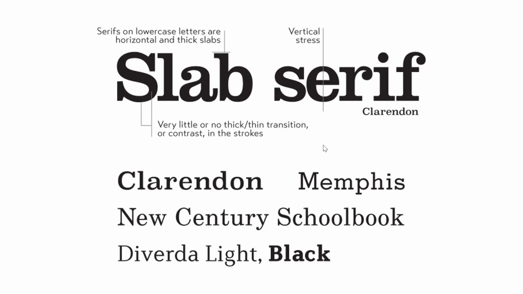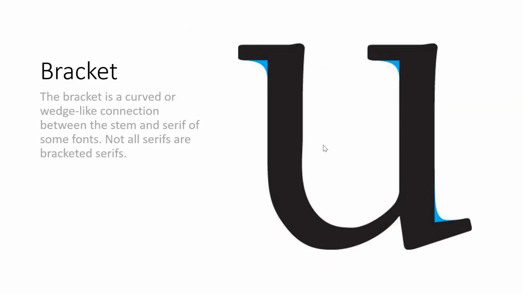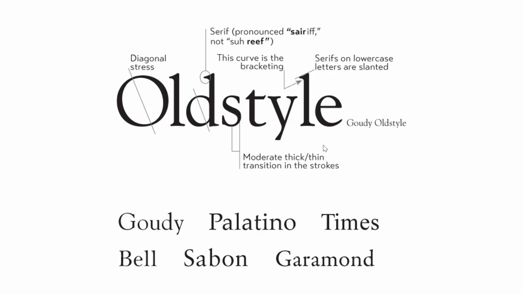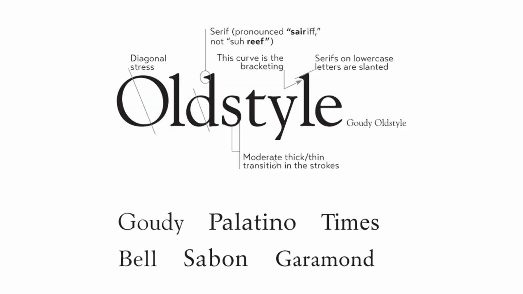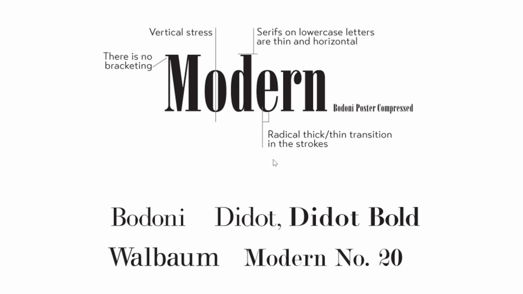So let's go ahead and go back through these really quick. I'm just going to go up and take a look. How would I recognize an old style font? Well, the diagonal serifs are a giveaway. The diagonal stress is a giveaway. And traditionally, there's a kind of moderate amount of thick to thin transition. And of course, it's got the curved brackets.